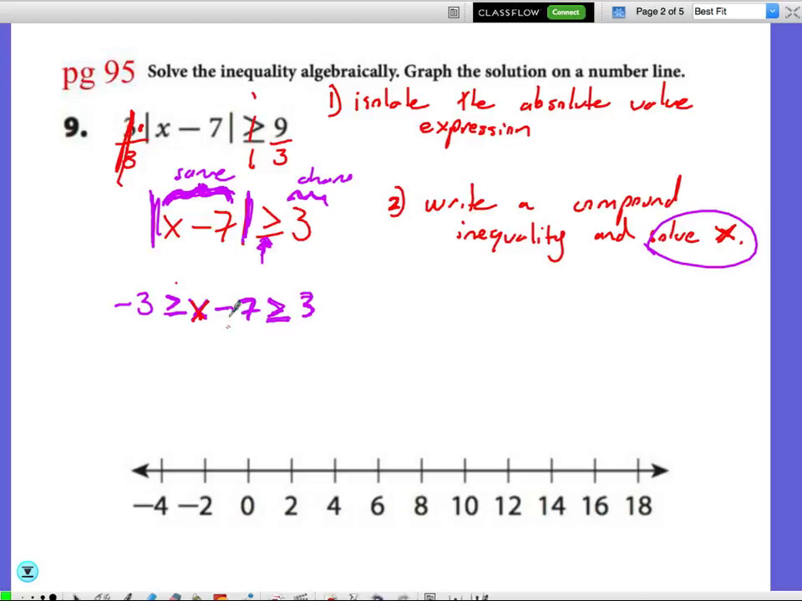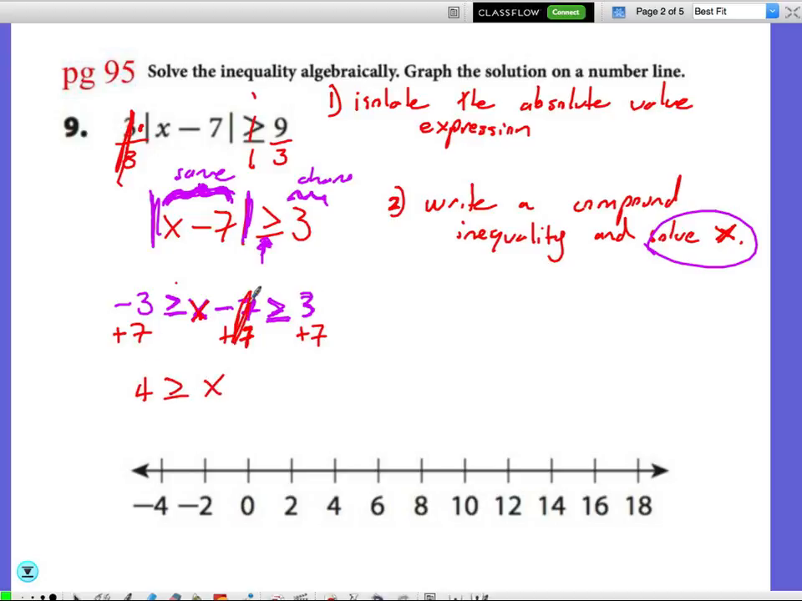So what is the opposite of subtracting 7? It is to add 7. Not just on one side this time, but on all 3 sides. So in the middle, on the right, and on the left. If we calculate this, negative 3 plus 7, that's 4.